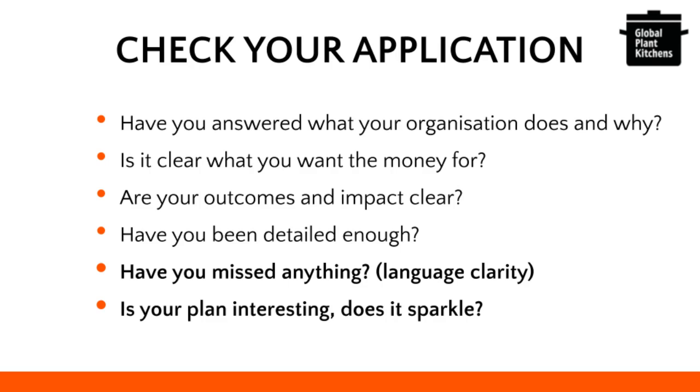And then the final two things, which we haven't got practical examples of, which is: have you missed anything? I think here we were talking a little bit about clarity of language, making sure that anyone can understand your application, and that if you gave it to a friend, they would be able to understand exactly what you do. Even giving your application to someone else to read it in your organisation or even externally can be a really helpful way to understand whether you've been clear enough.